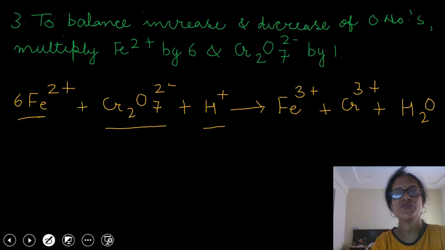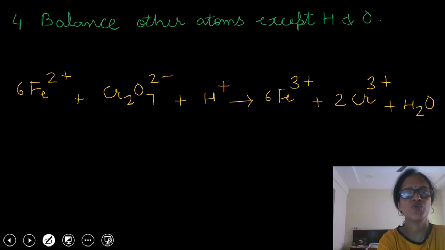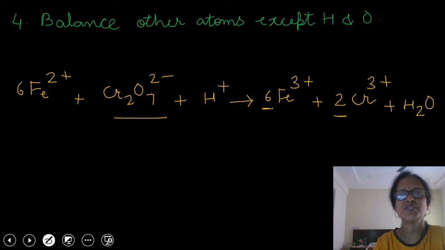Now we have to balance all other atoms except hydrogen and oxygen. So we can see that in the reactant side we have 6 Fe2+, so in the product we have to write 6 Fe3+. In the reactant side we have Cr2O7 2-, means 2 chromium atoms are there. We have to write here 2 Cr3+. So this is shown here, 6 Fe3+, and Cr3+ we are multiplying by 2. Now all other atoms except hydrogen and oxygen have been balanced.